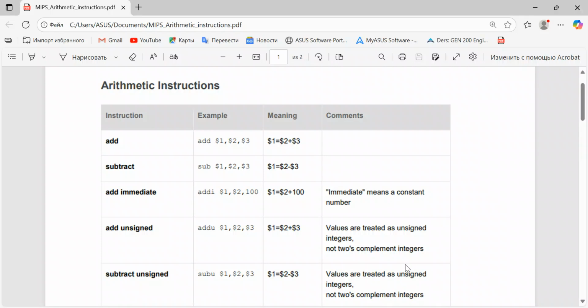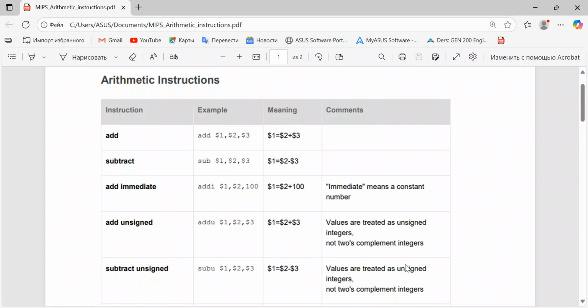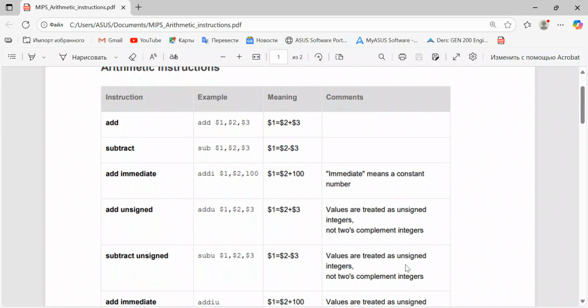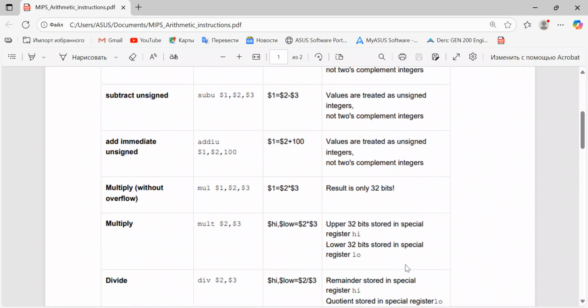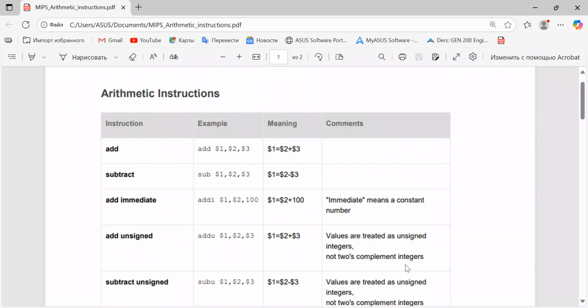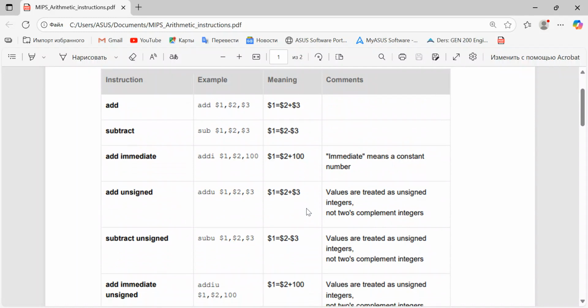As you can see, there is a table of arithmetic instructions in MIPS assembly. There are each instruction's meanings, its comments, etc., and the syntax in MIPS, how you have to write these instructions. So let's take a look. Before we start, I'd like to explain some really important things.